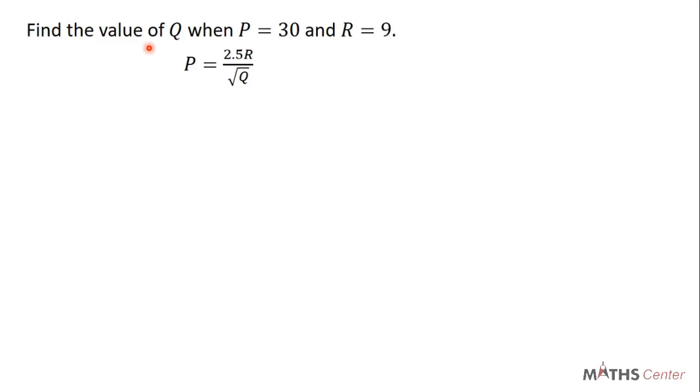The question said we should find the value of Q when P is 30 and R is 9. But we have found out that P is equal to 2.5R divided by the square root of Q. This means that if we replace P with 30 and R with 9, we can find the value of Q. When we do that, we will have 30 is equal to 2.5 times 9 divided by the square root of Q. And this will give us 30 is equal to 2.5 times 9, which gives us 22.5, so 22.5 divided by the square root of Q.